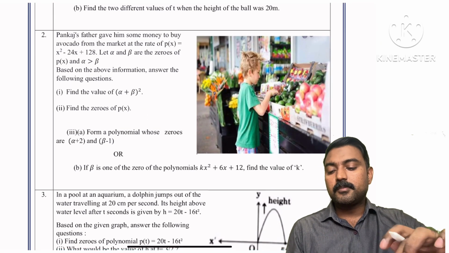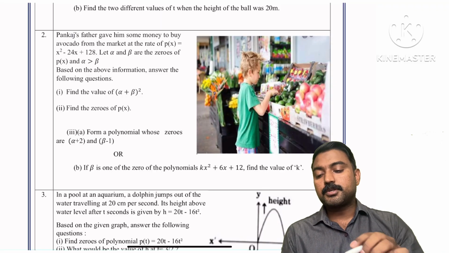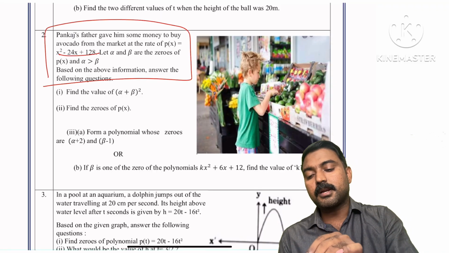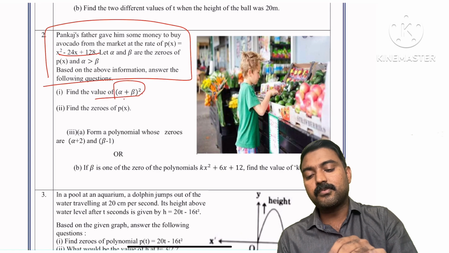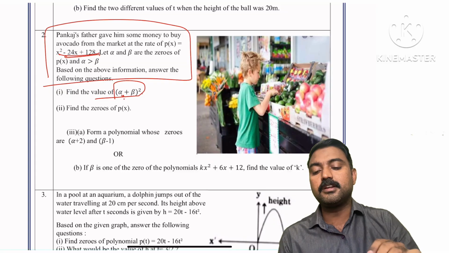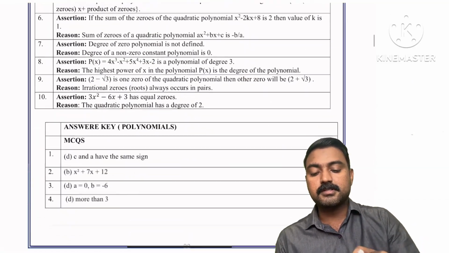Then some word problems are there which are also connected to zeros of the polynomial. So a quadratic polynomial is there. Find the value of alpha plus beta. First we need to find the zeros alpha and beta from the given question. Later we can answer these questions.